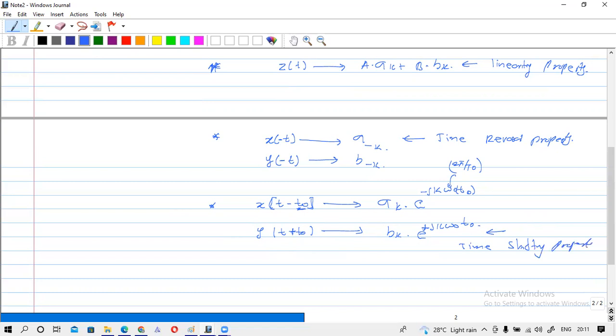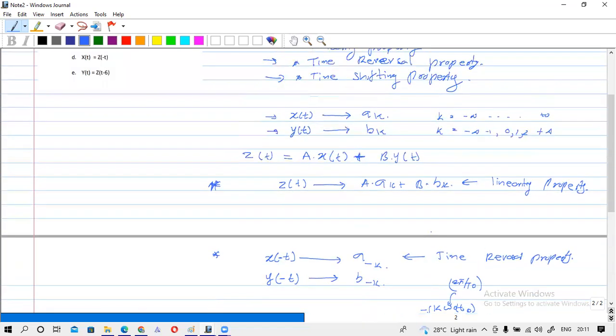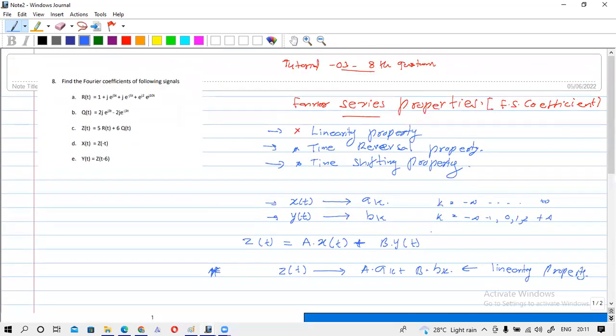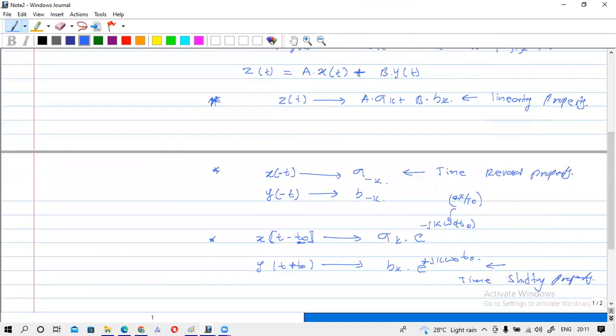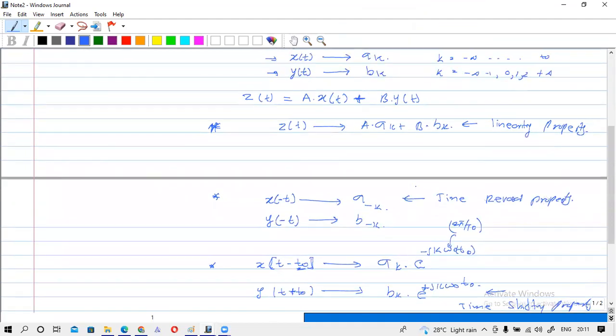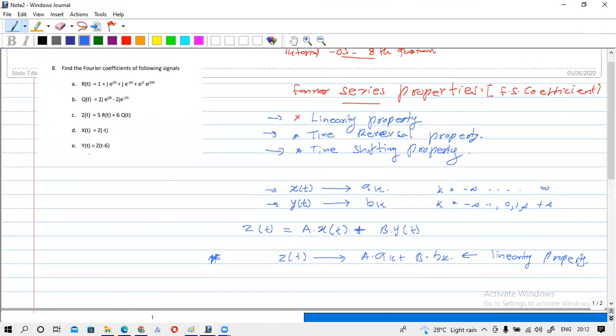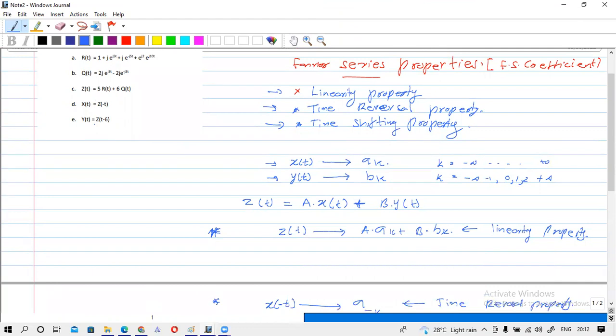I think it is enough to have that knowledge to do this question. If you can remember these three properties, I think you can easily do this question. So let's move to the question.